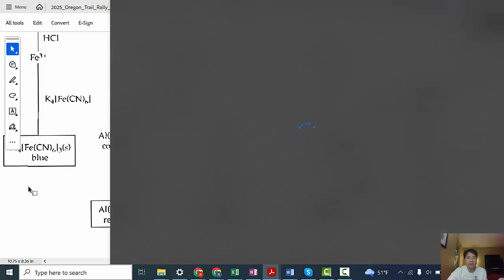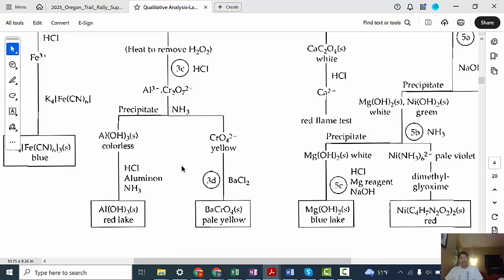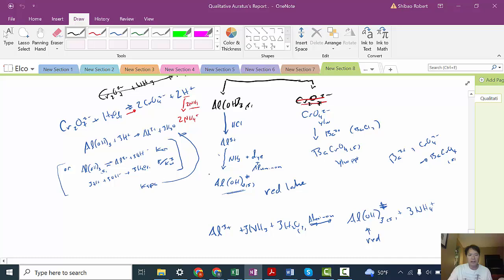What I want to do is finish the reactions for the Qualitative Analysis lab. In the report sheet, you're going to turn in all the reactions. We left off talking about the red lake and the pale yellow barium chromate precipitate. The red lake indicates the aluminum ion was present in our original unknown, and the barium chromate, we would have barium ions present. And so we wrote down the reactions for that. Here is the red lake, the red precipitate. And here's the yellow barium chromate, yellow precipitate.